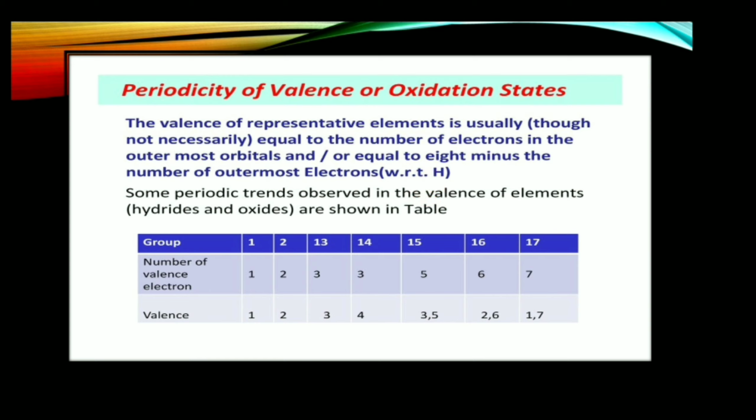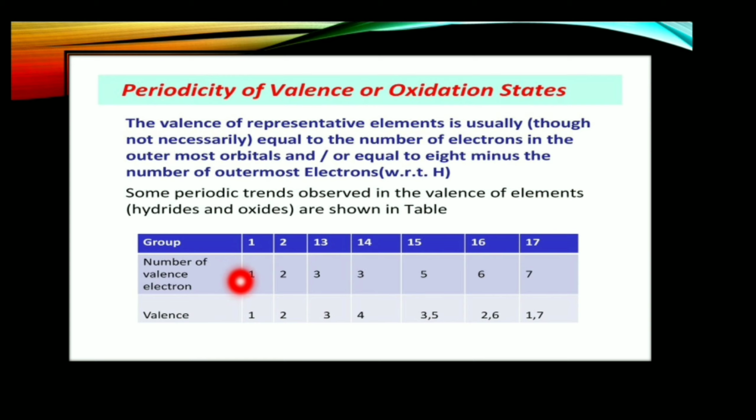See students, the valence of representative elements. Representative elements are the S and P block elements together. They are usually equal to the number of valence electrons. Valence electrons are the electrons present in the outermost orbit. So the first group elements have valence electron 1, which shows a valency of 1. Given below are some periodic trends observed in the valence of elements, shown in the table.